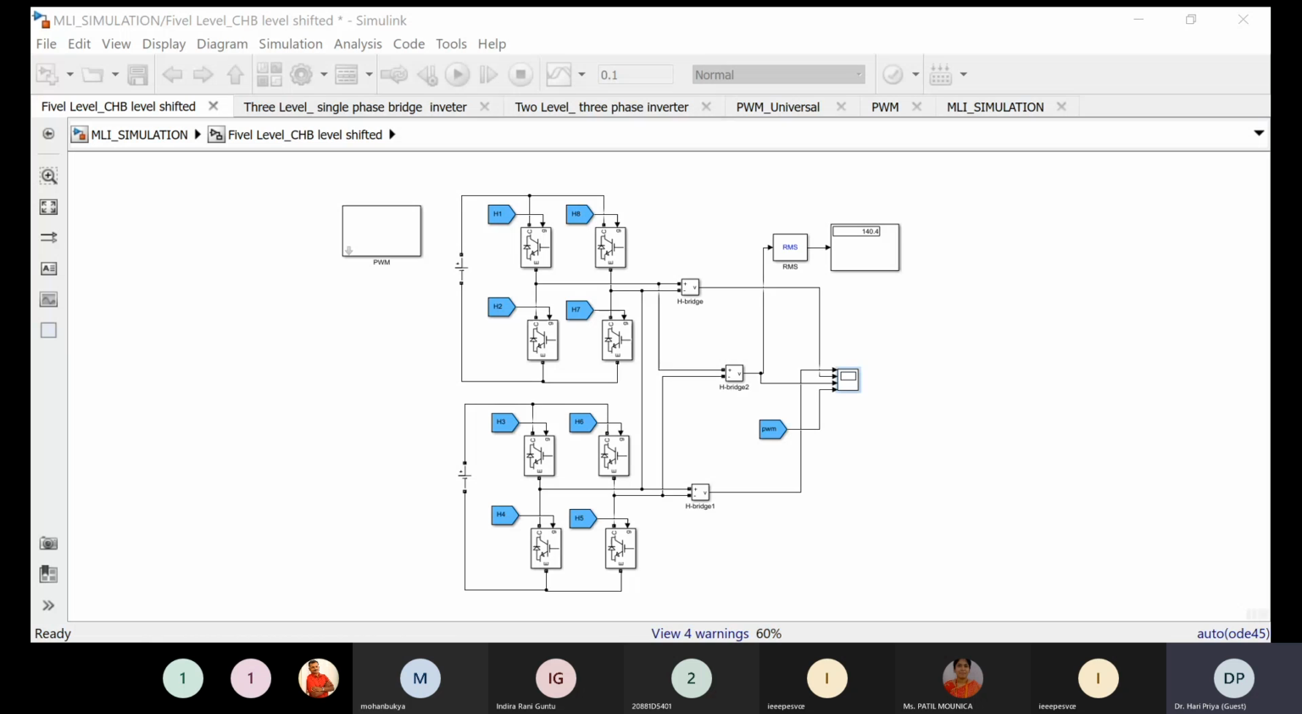When you want the output voltage to vary from 100 to 200, the lower bridge stays completely at 100, and the upper bridge varies from 100 to 0 to 100, such that the output voltage again changes from 100 to 200.